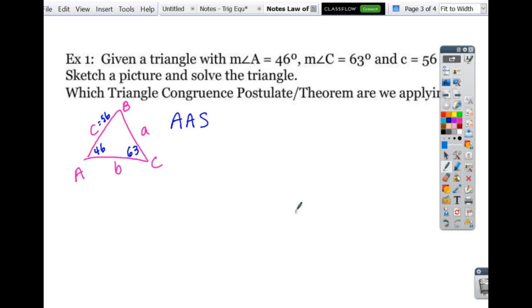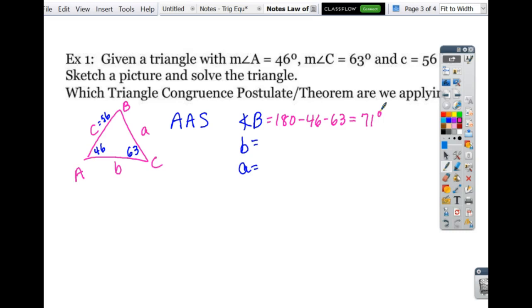So here's what I'm missing. I'm missing angle B, side B, and side A. These are the three things I'm missing, so I need to fill these in. The first thing I know, angle B: how much do they have to add up to? 180. So I can take 180 minus 46 minus 63, and angle B ends up being 71.